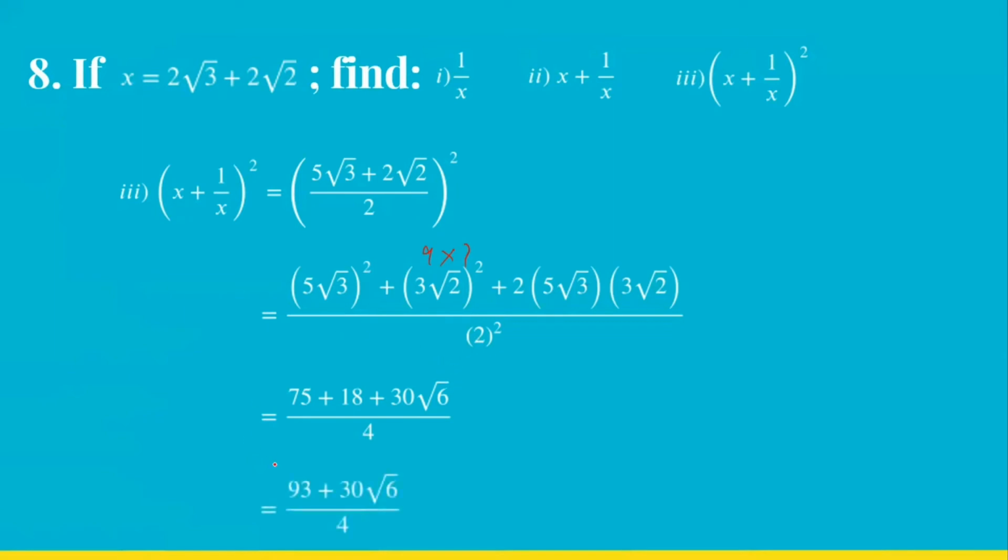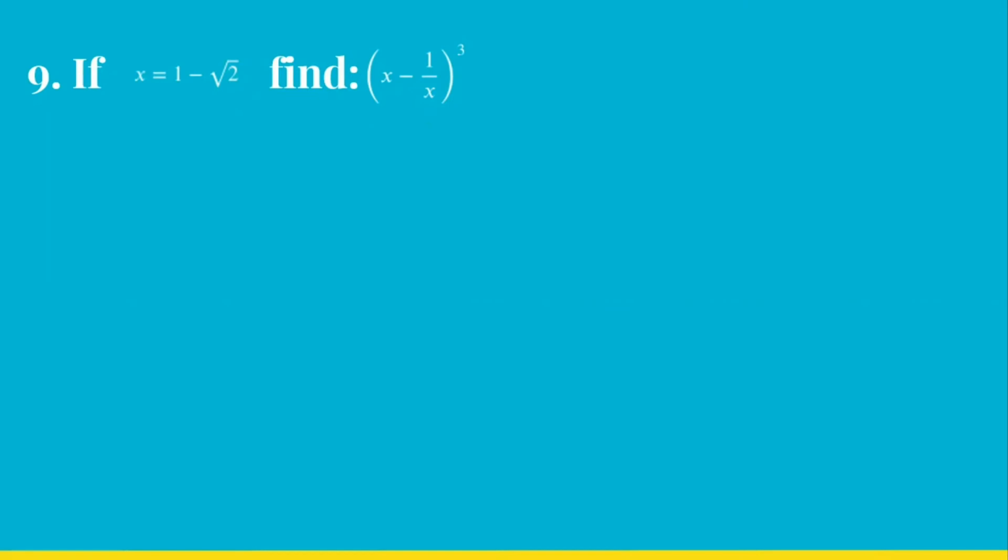75 plus 18 we get 93 plus 30 root 6 upon 4. Right now nothing can be taken common, so this is going to be our answer for x plus 1 upon x the whole square. Let's start with question number 9.